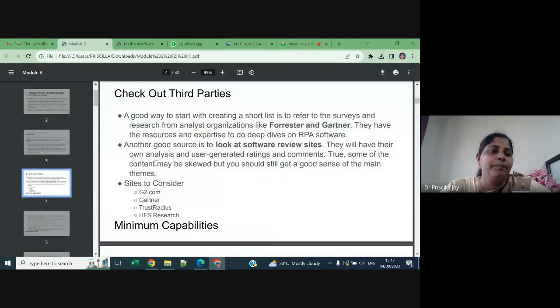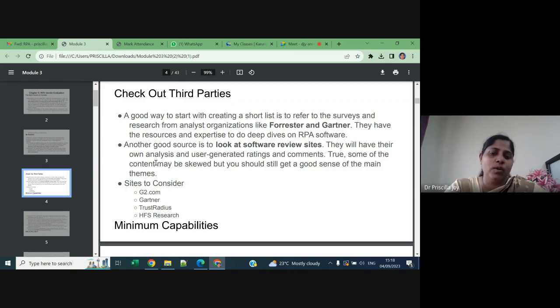So here in the previous class, we learned about the right factors to consider as well as the realistic things which are there in RPA vendor evaluation, right? So here again we'll be checking what all the other factors are which are influencing it. Okay, so the next thing is checking out the third parties which are there.